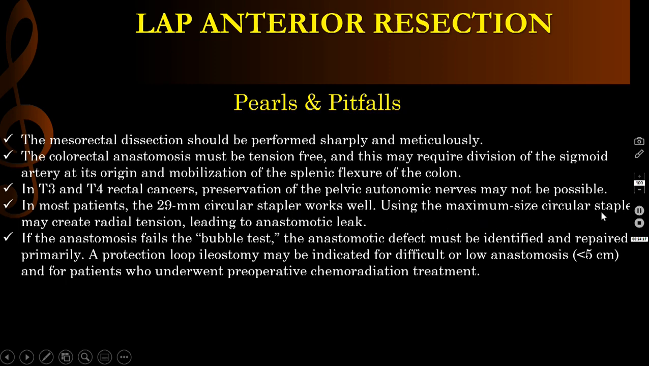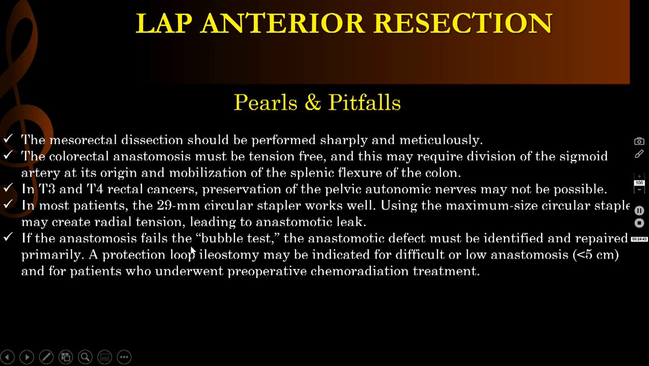Using a maximum size circular stapler may create radial tension leading to anastomotic leak. So you should use only a 29 millimeter circular stapler. Don't use a bigger circular stapler. If the anastomosis fails the bubble test, the anastomotic defect must be identified and repaired primarily. I told you how to do it.